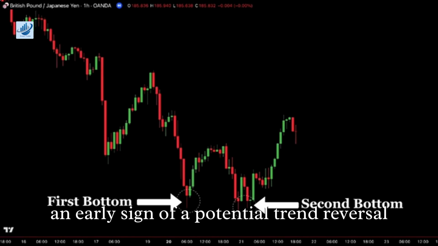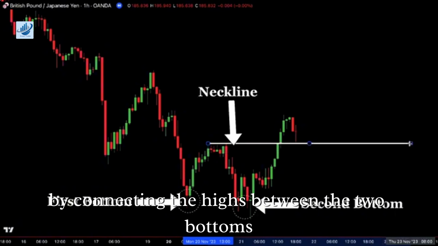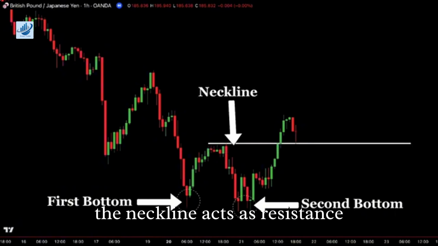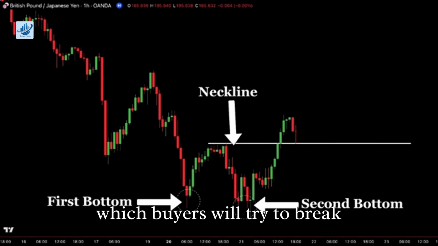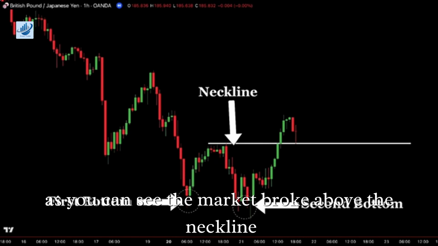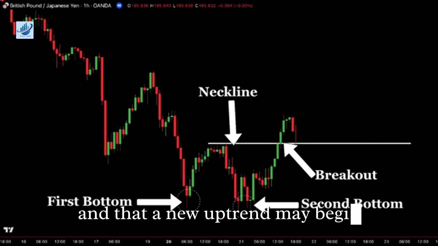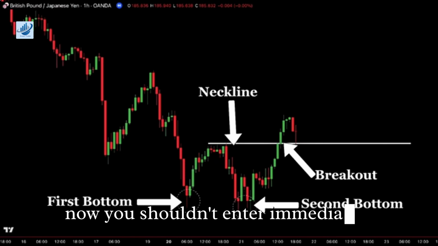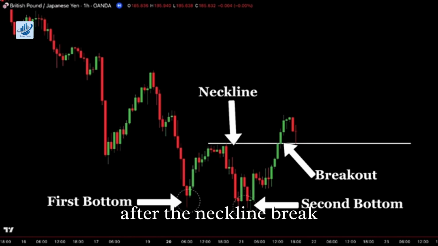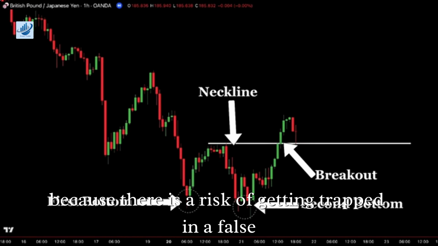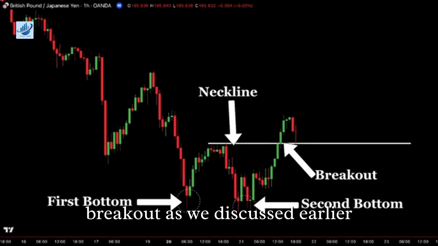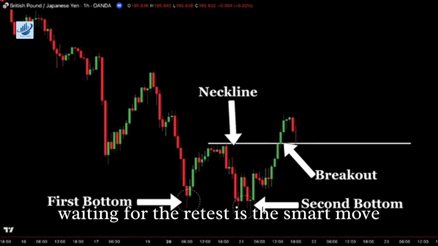Now we have two bottoms formed at similar price levels and a neckline created by connecting the highs between the two bottoms. The neckline acts as resistance, which buyers will try to break. As you can see, the market broke above the neckline. This is the confirmation we need that the downtrend has ended and that a new uptrend may begin. Now you shouldn't enter immediately after the neckline break because there is a risk of getting trapped in a false breakout. As we discussed earlier, waiting for the retest is the smart move.